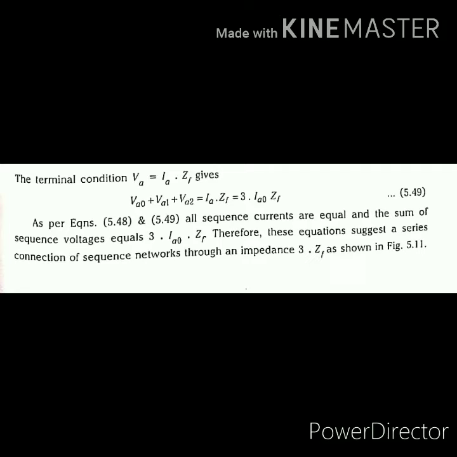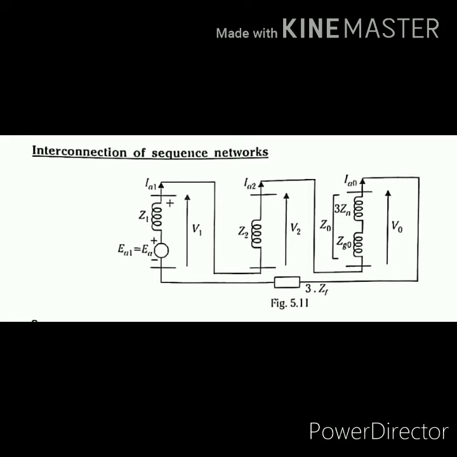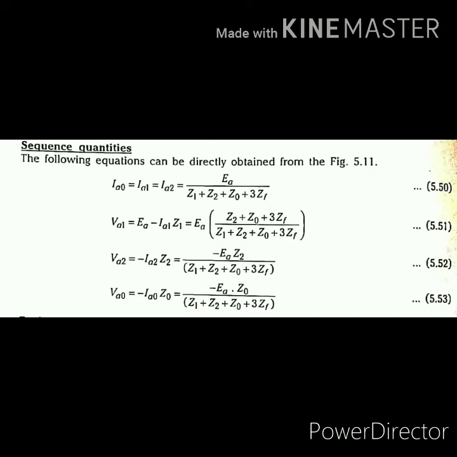So from these equations, that is 5.48 and 5.49, it suggests a series connection of sequence networks like the previous one itself, but here through an impedance 3 into ZF. So the interconnection of sequence networks is the same as the previous one, but the figure also has an included impedance 3 times ZF shown. Now we will analyze the sequence quantities. IA0 is equal to IA1 is equal to IA2. So the total voltage EA divided by the sum of all the impedances gives 5.50.